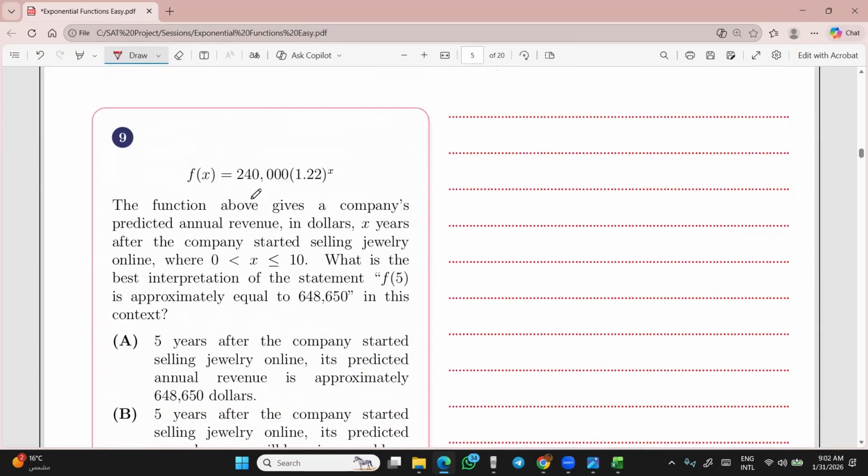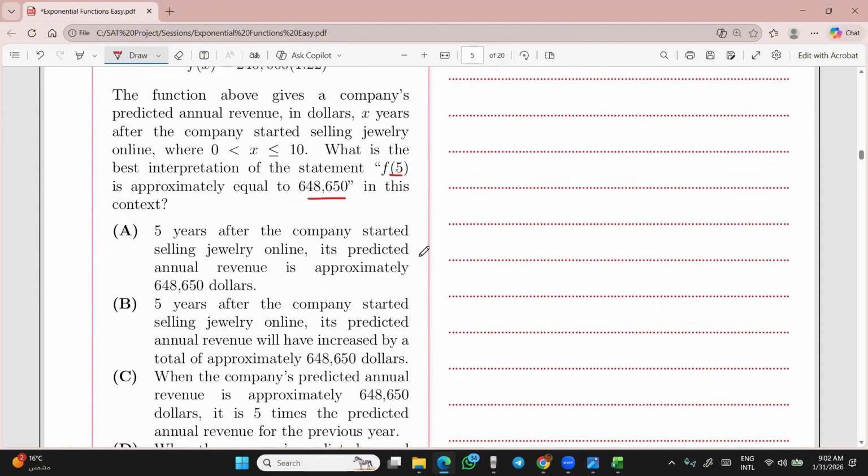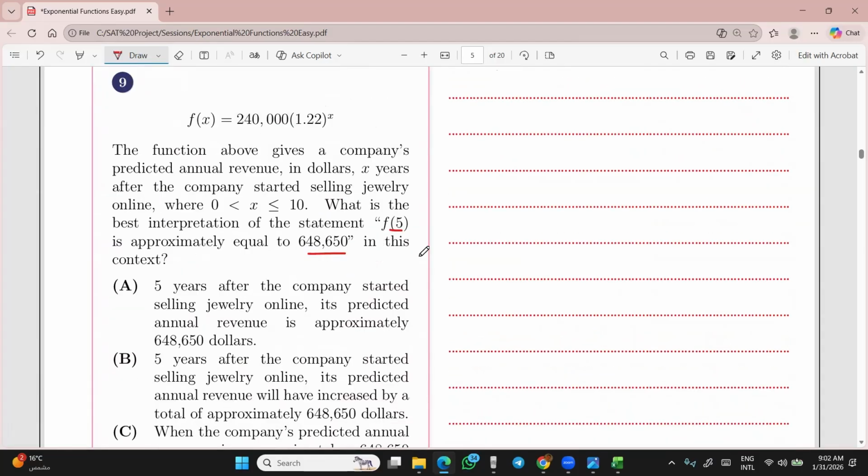Number 9, the function above gives the company's predicted annual revenue in dollars x years after the company started. Same idea here. F of 5 is this amount, the same. I just repeated the idea in order for you to remember or to practice more and more. 5 is instead of x, and x is the number of years, so we have to write 5 years. And this is the amount of money after that, so here in dollars, this number, dollars.